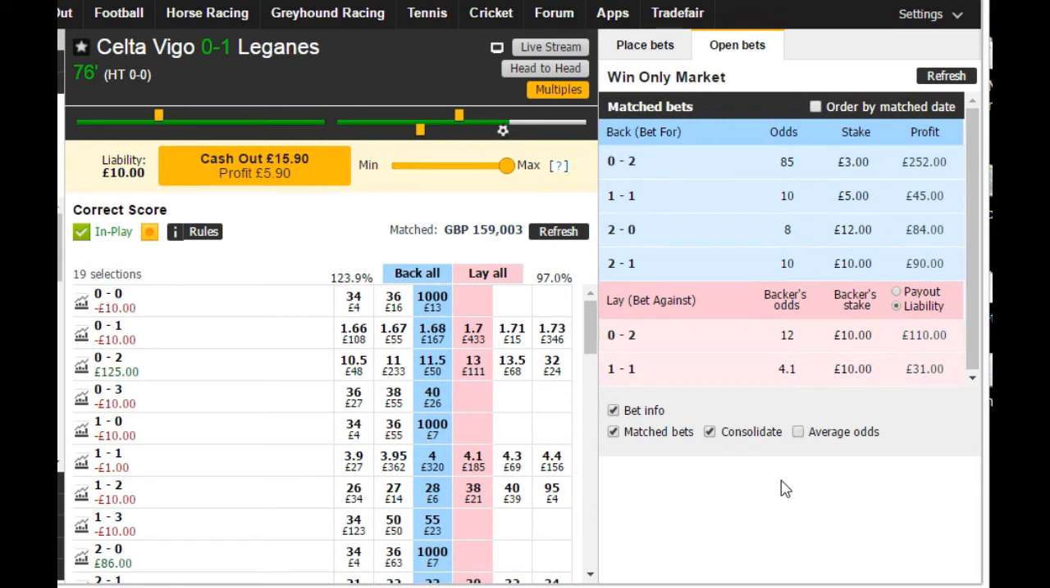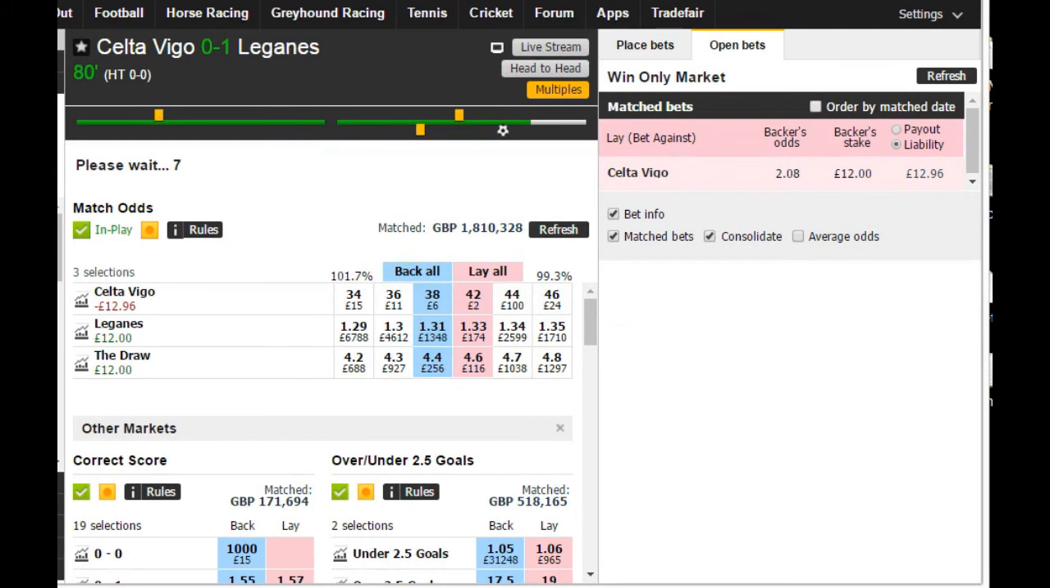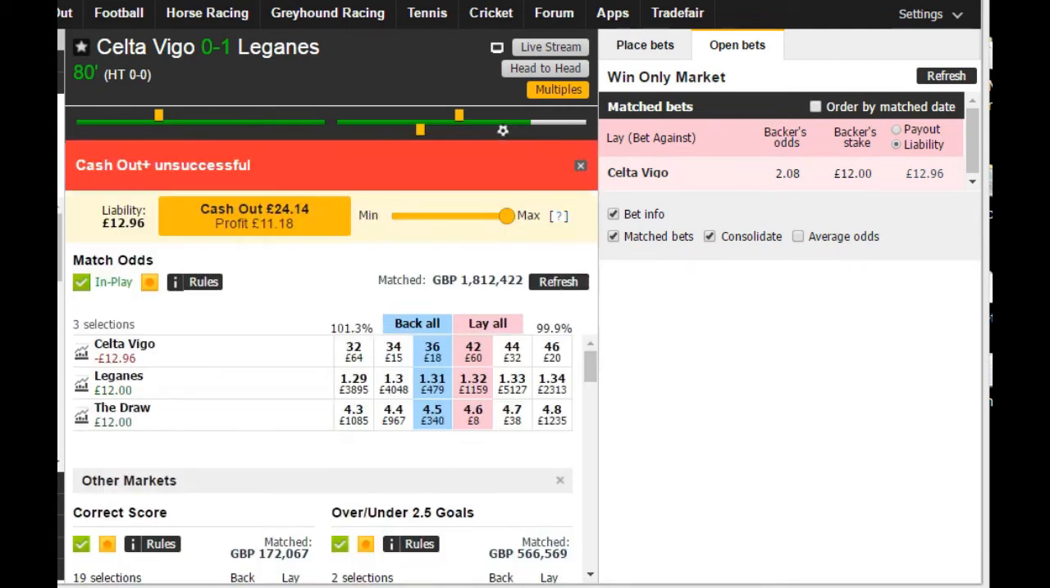Sorry, I forgot to mention what I'd also done at half time was I'd laid Celta in the match odds market for £12, and that was actually going to cover the red in the half-time, full-time market. And with around about 10 minutes to go, it was reasonable enough just to hedge that for £11.20. Just in case Celta did manage to get two goals in the last 10 minutes, then at least I didn't have an £11 liability on the match odds on Celta.